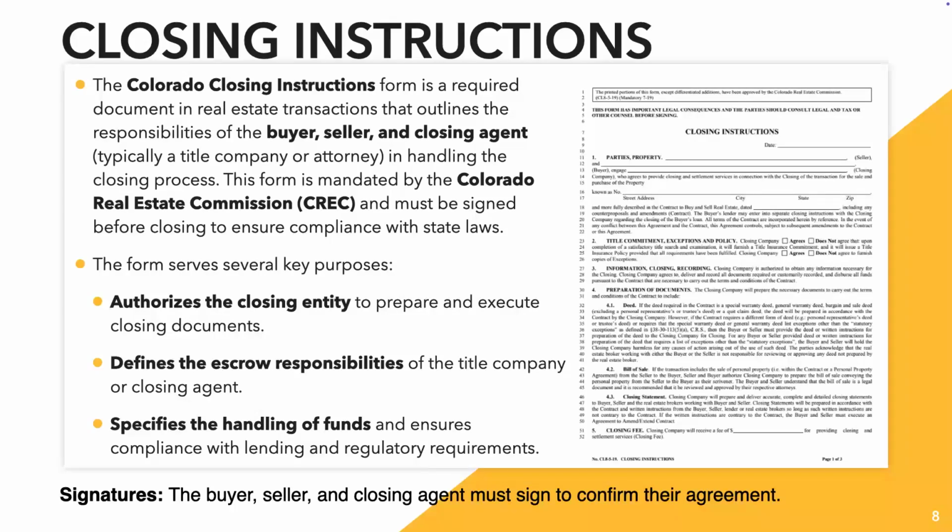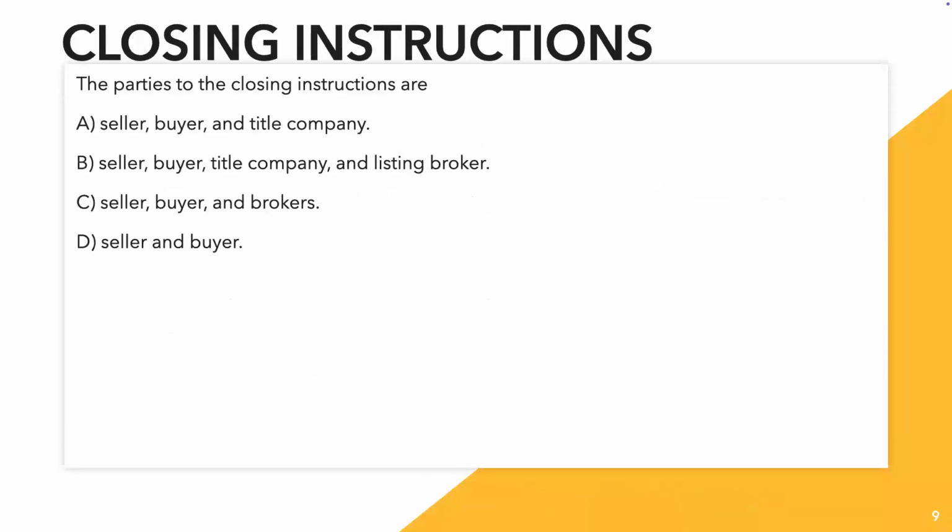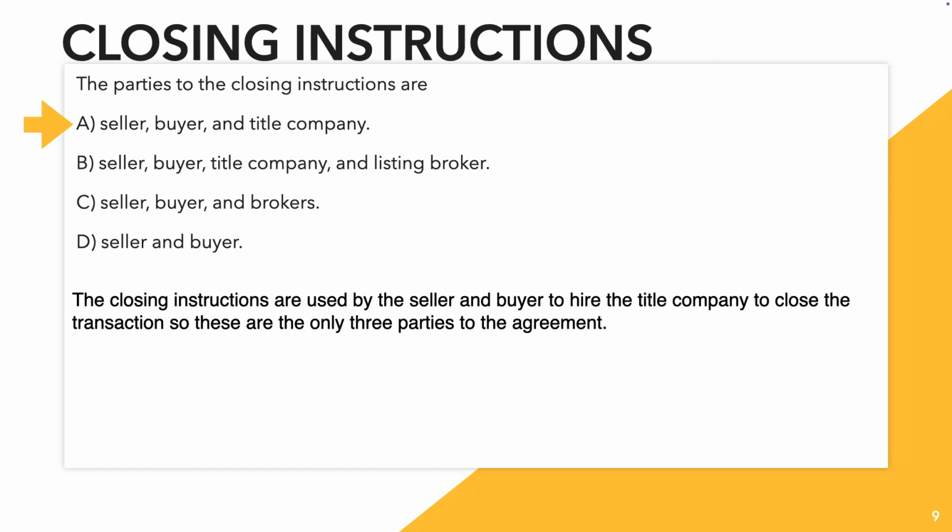So let's look at some closing instruction questions. Well, here we are. Hopefully, we hit this home. The parties to the closing instructions are seller, buyer, and the title company, right? The closing instructions are used by the seller, the buyer, to hire the title company to close the transaction. So there's only 3 parties to the agreement.